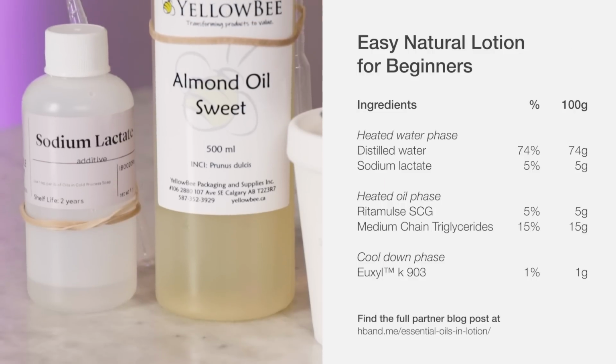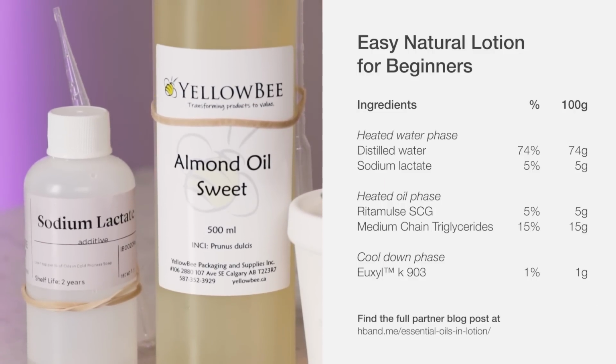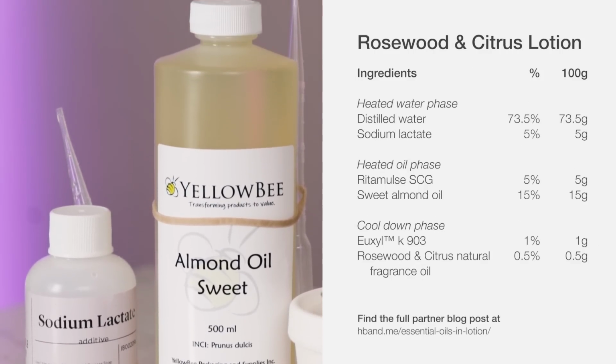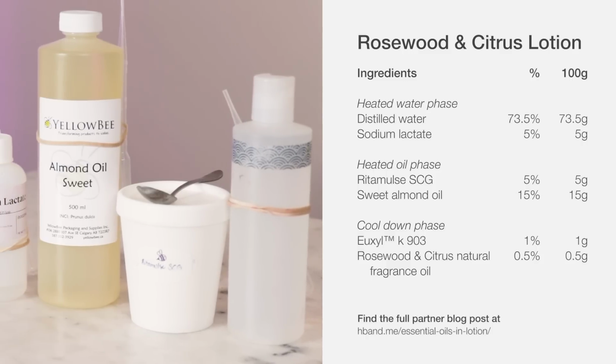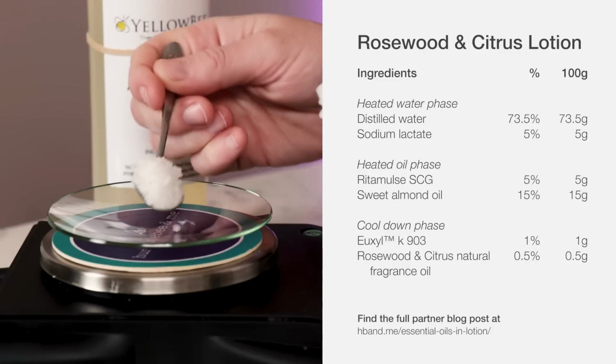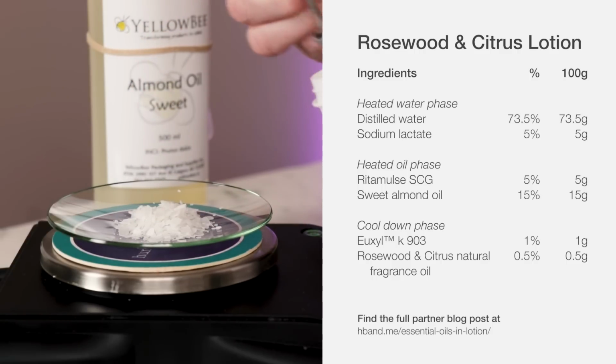To incorporate the natural fragrance oil into the formulation, we'll add it to the cool down phase and reduce the amount of distilled water by 0.5% to keep the formulation in balance. I'm sticking with a 100 gram or about 3.5 ounce batch size for the formulations in this video.